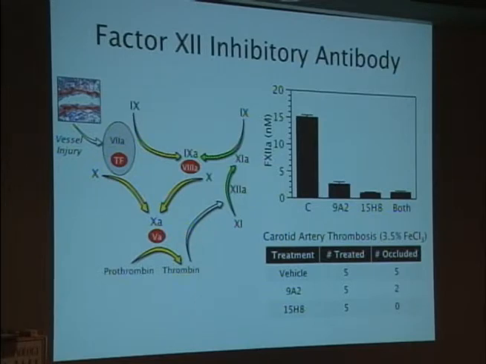So what we did is took the 12-deficient mice and gave them human factor 12, and we were able to demonstrate that one of these antibodies, 15H8, can completely prevent occlusion. It doesn't do anything to a wild-type mouse because it fails to cross-react. So in the future, if you come up with agents that may not cross-react with the murine target, we can still test them in the mice and get some data.